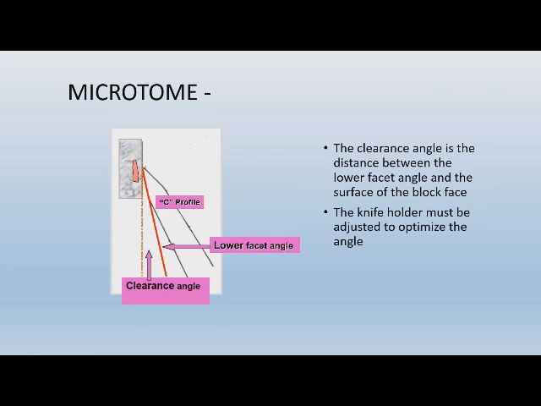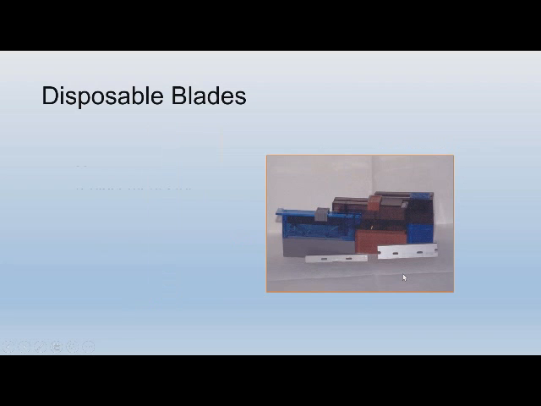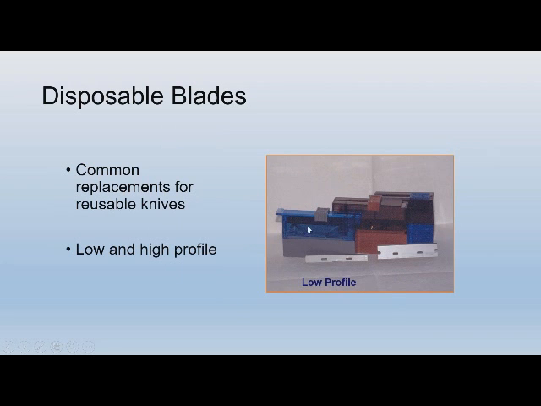But if I make it too acute in this area against the block, then I could just dig into the block. So when you had a steel blade, it was imperative that you were able to adjust the angles because with the sharpening, you were constantly changing the bevel angle. In today's market with the low and high profile blades, a different type of blade, if you were to ask, which I have done, engineers of vendors who build microtomes, they would tell you that there's really no need for the clearance angle setting on a microtome anymore.